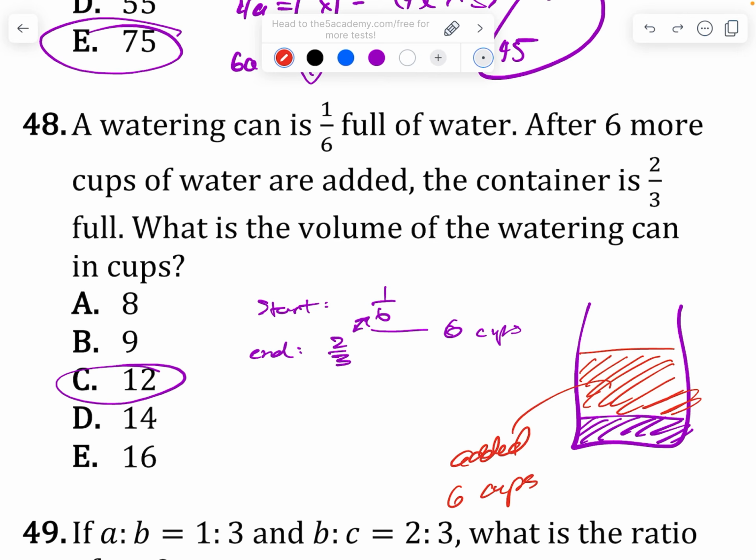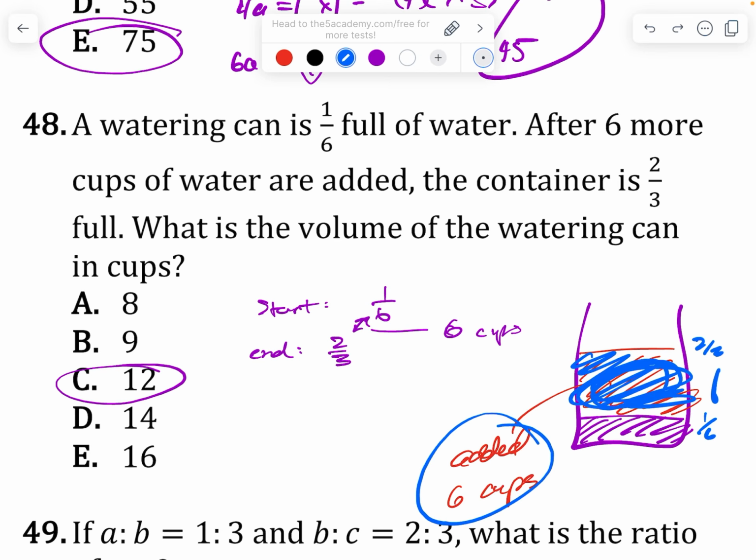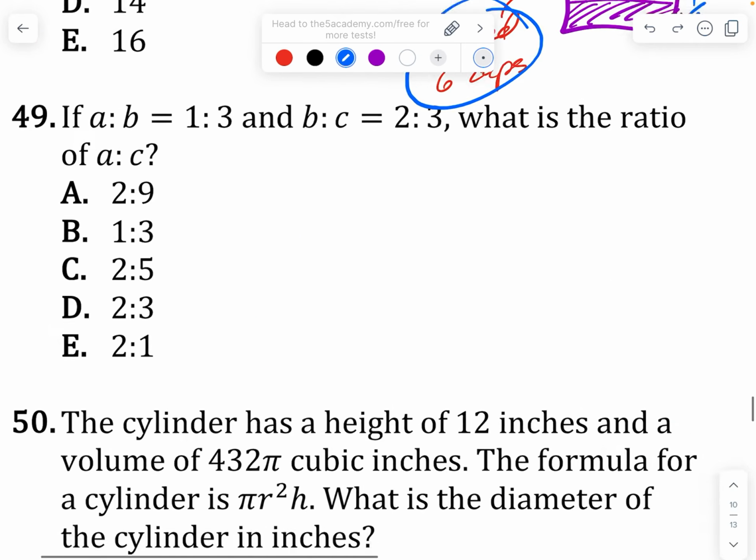All we know is we added 6 cups and we went from 1/6 to 2/3. So what was added here was half. And this is 2/3 of the entire cup, not 2/3 of something else. It's 2/3 of this purple cup, 1/6 of this purple cup. And if I know that this 6 cups corresponded to whatever the difference is in that ratio, 2/3 and 1/6, then that means that what I calculated as half, which is the red, if half is 6 cups, that means 12 cups is going to be the full.